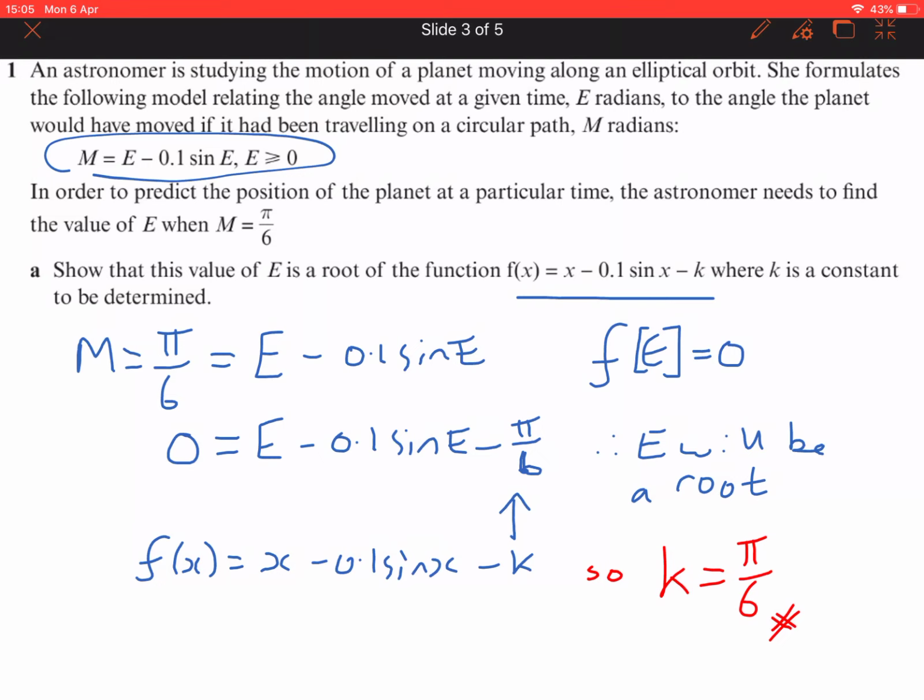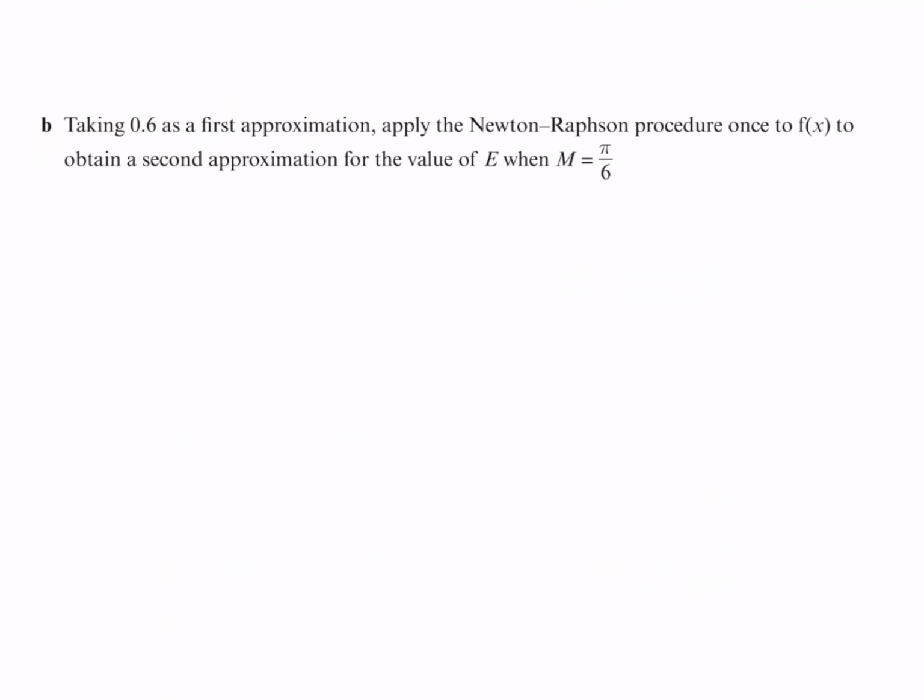Okay, so taking 0.6 as a first approximation, apply the Newton-Raphson procedure once to f of x to obtain a second approximation for the value of E. So initially E or x is 0.6. So Newton-Raphson, you should know the Newton-Raphson formula. There it is: x1 is x0, take f evaluated at x0 divided by the derivative of f evaluated at x0, and f of x is x take 0.1 sine x take pi by 6, as we've just seen before.